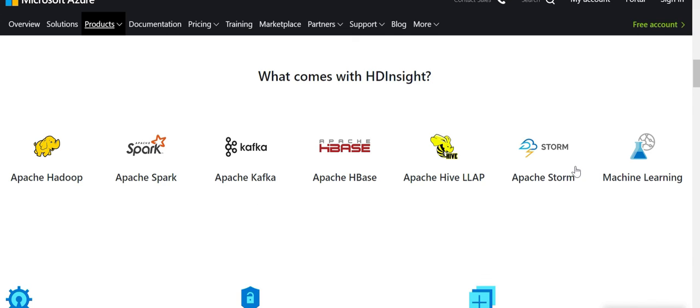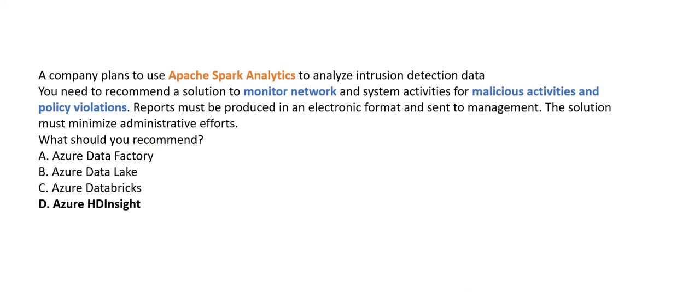The analysis can be done using Apache Hive LLAP, where you can fire very fast queries and do your analysis. You can also plug reporting tools into this application and create reports. Both Databricks and HDInsight do not have reporting capabilities, but reports can be plugged in. Power BI can be plugged into these two platforms. So in this case, option D, Azure HDInsight, is the right option.